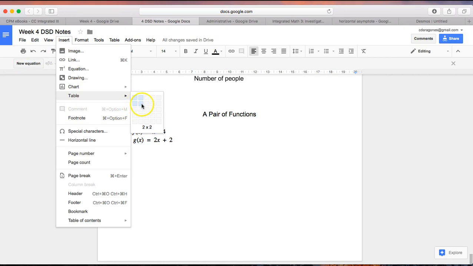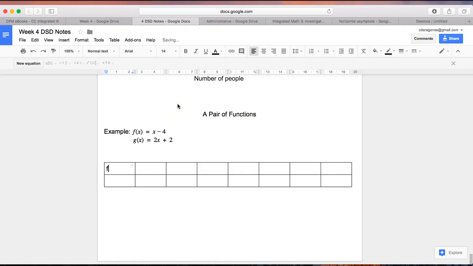just with a few values. So here's my input x, my output is f of x. I'm going to try negative 3, negative 2, negative 1, 0, 1, 2, and 3. When my input is negative 3, my function is negative 3 minus 4, right? I replace my x with negative 3. So my function is negative 7, my output. And so on and so forth.